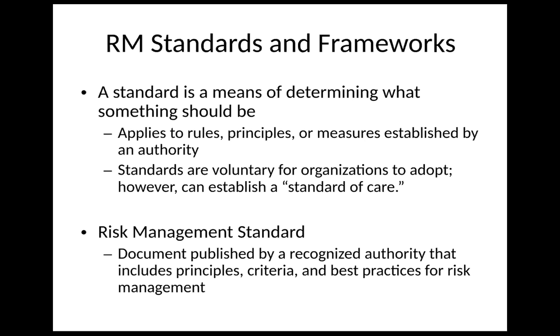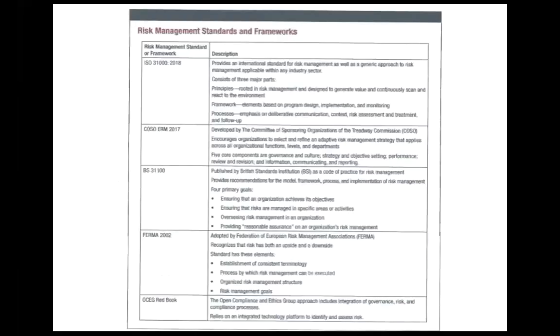When we talk about a risk management standard particularly, we're talking about a document published by a recognized authority that includes principles, criteria, and best practices for risk management. Again, this is the Institute's definition. For the most part, the 2 standards we're going to be talking about, which are the most recognized, are ISO 31000 and the COSO framework, and we'll be taking a deeper dive into those. But there are also standards for the banking industry and the insurance industry, more specifically, to help address systemic risk in many cases.